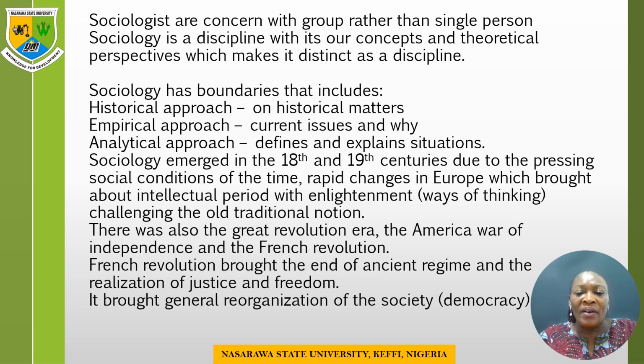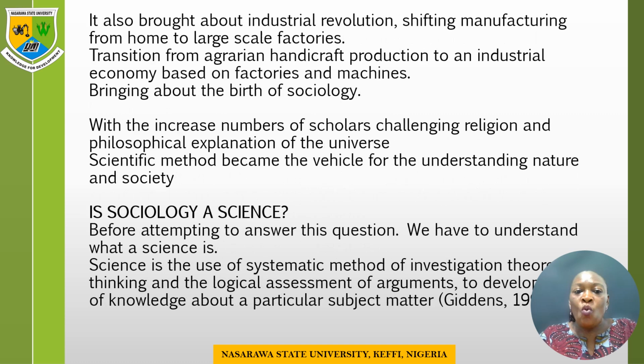There was also the great revolutionary era, the American War of Independence and the French Revolution. The French Revolution brought the end of the ancient regime and the realization of justice and freedom. All those things brought about freedom, justice, and of course a general reorganization of the society. That is what we have today as democracy. Initially, it wasn't the way it is now. Initially, our ways of doing things were done collectively. We have our ways of life that has to do with individual ways of life.